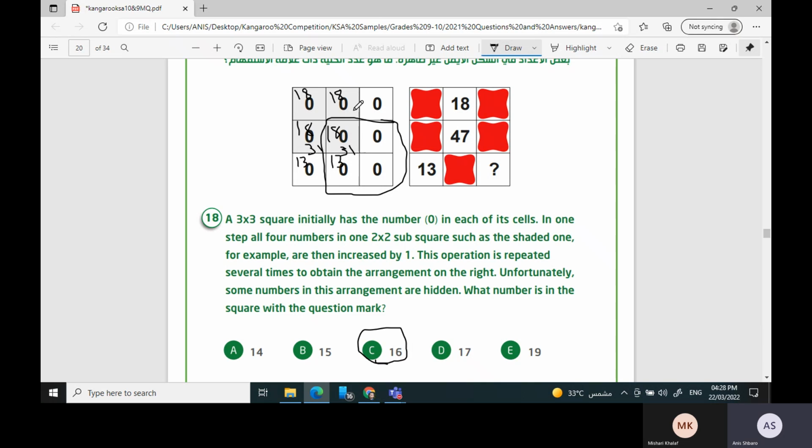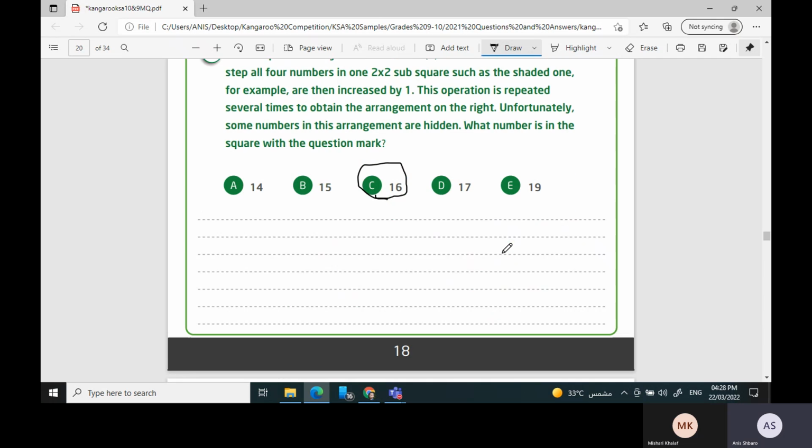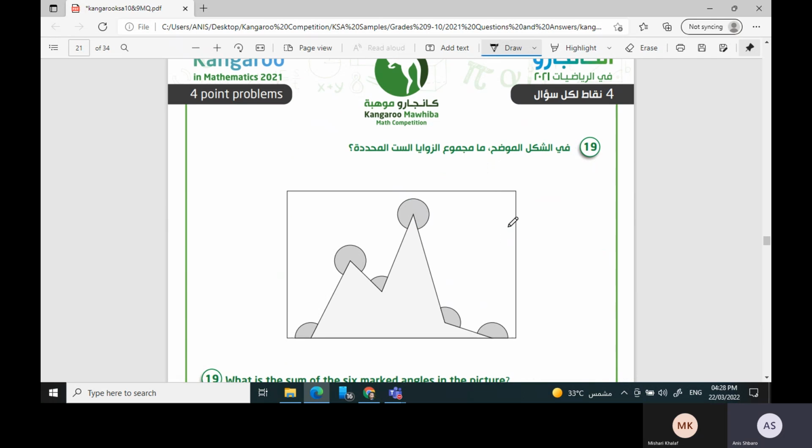So in fact, we gave them all the numbers. It's a simple one. Do you have questions about it, or is it clear for you? No, it's very clear. Okay, so we can skip it because it's easy.